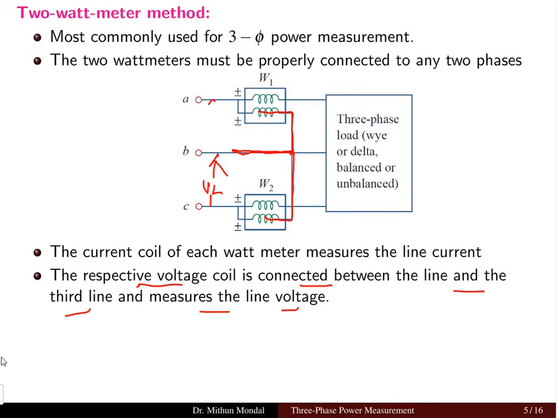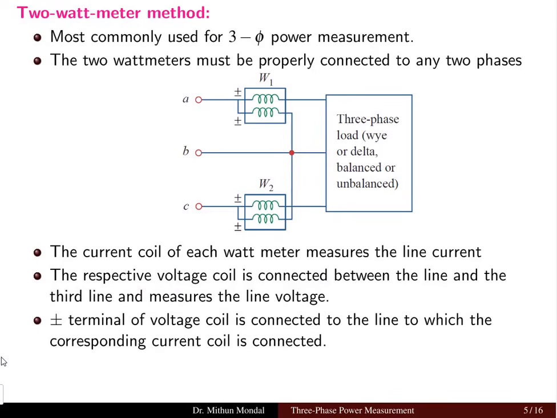So we are basically measuring the line voltage and the line current using the 2-wattmeter method with proper connection of the voltage coil at phase B. The positive and negative terminals are shown all over in W1 and W2, showing the polarity and the connection. So the voltage coil is connected to the line to which the corresponding current coil is connected.